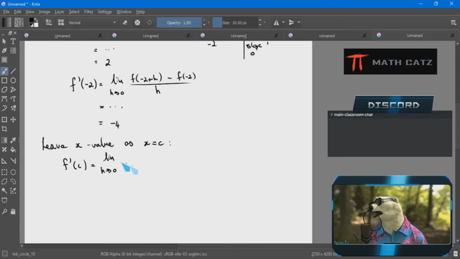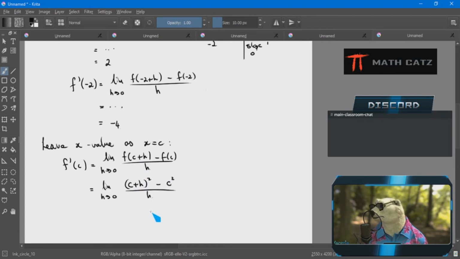Now I'm a little bit more flexible, but I have to figure out what this limit evaluates to before I can come up with my formula. It's a little bit more complicated because I don't have a specific number. Things won't simplify as nicely. Let's see what we get though, how far I can simplify this. Remember, I just have my quadratic function x squared. So f of c plus h is (c plus h) squared. f of c is c squared, over h.